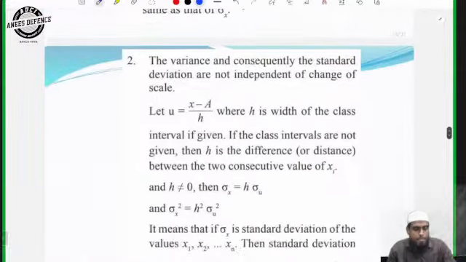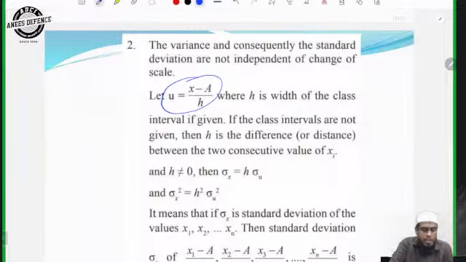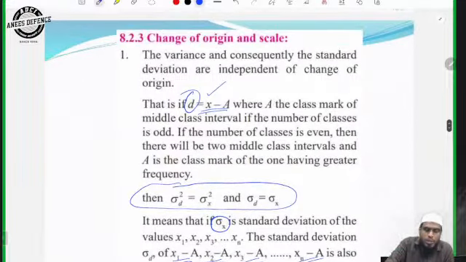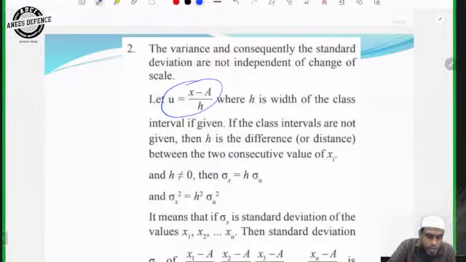Then here we are changing the scale. Change of scale is represented as u equal to x minus a, by h, where a is the class mark of the middle class interval. Here h is the width of the class. Change of scale means we are changing the scale. If we change the scale, then definitely it will affect the standard deviation and variance.